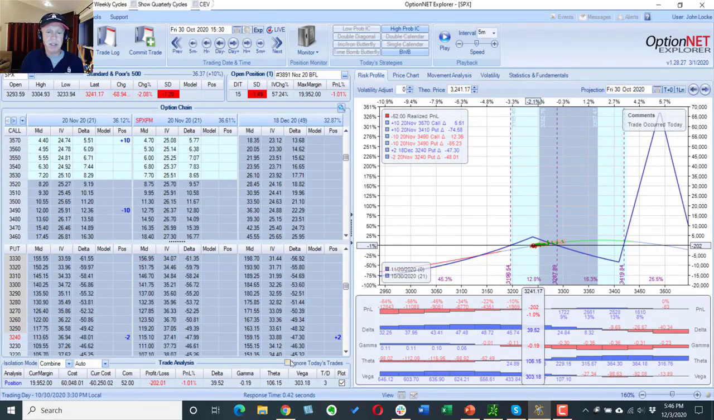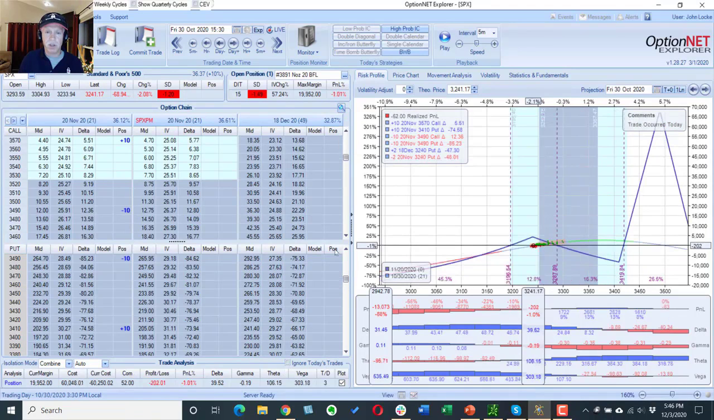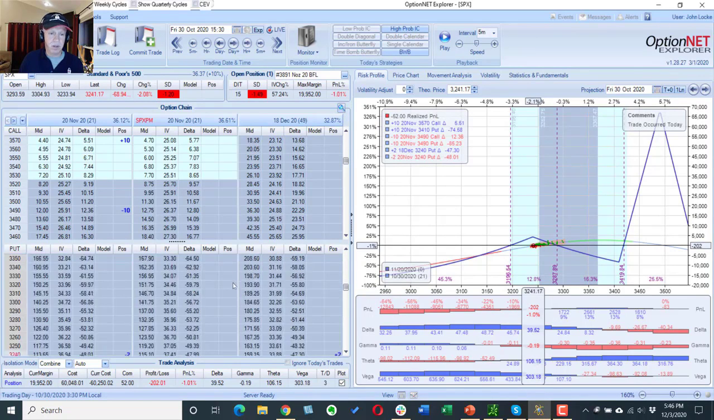All right, so now we get a 68-point down move, and we pull past the calendar, meaning a continued down move is going to hurt the calendar and it's going to hurt the butterfly. So I'm just going to come back, and I'm going to move this calendar back to at the money here. So you'll notice it's at 3,300, and I'm going to ignore trades, and that's going to bring this all the way down to 3240. So now we have this position here.